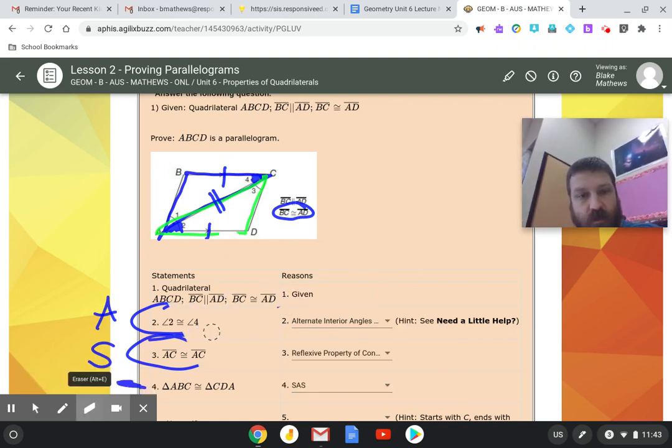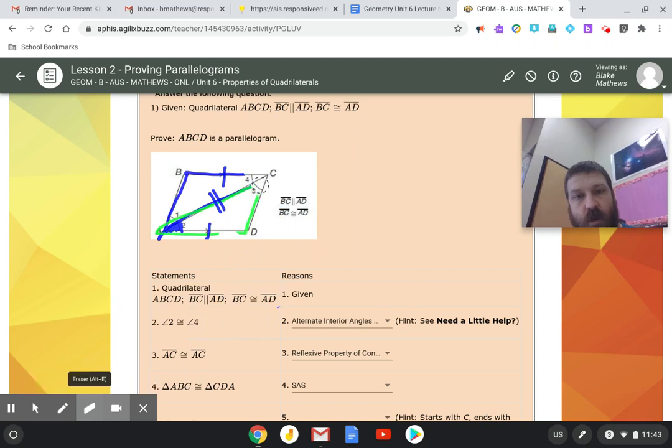So let me erase all that right there. So we've now proven that these two triangles are congruent because we want to show that the other sides are parallel as well. Let's see how we get to that.